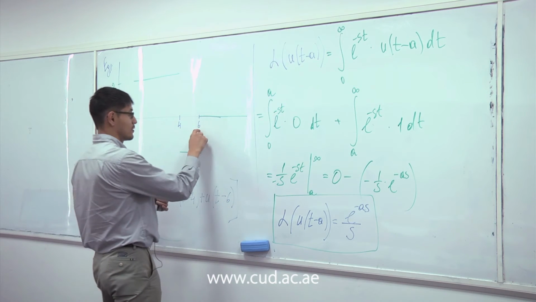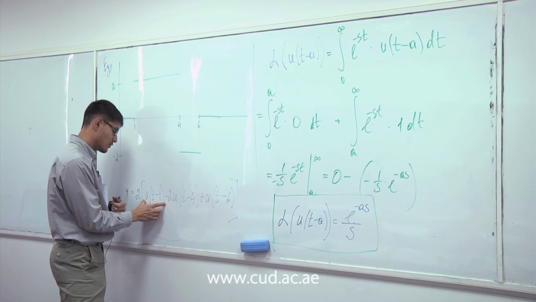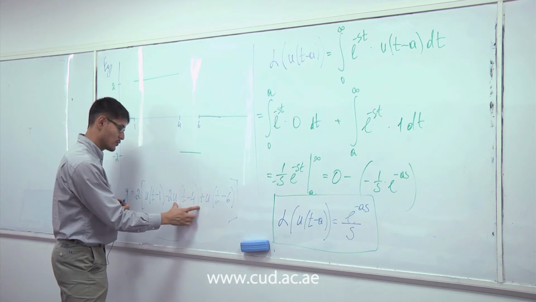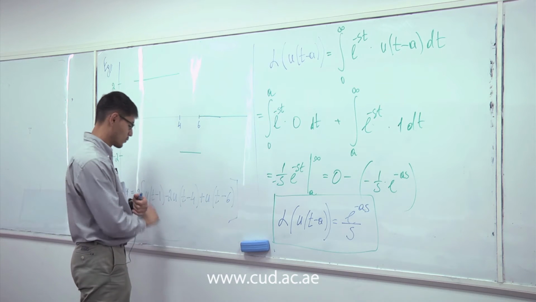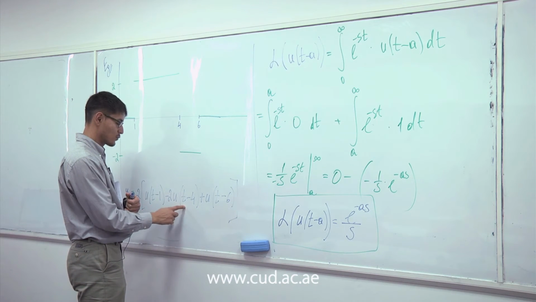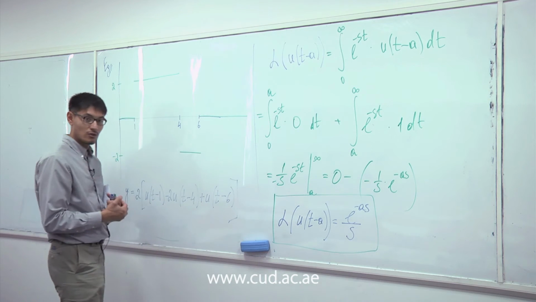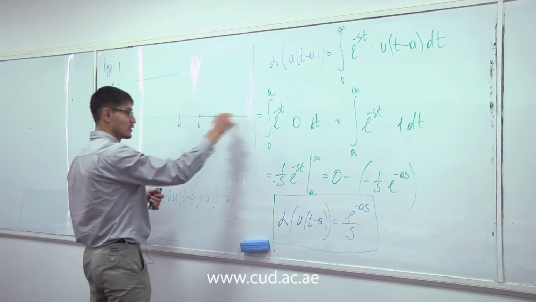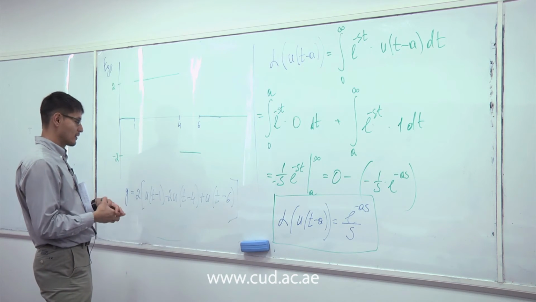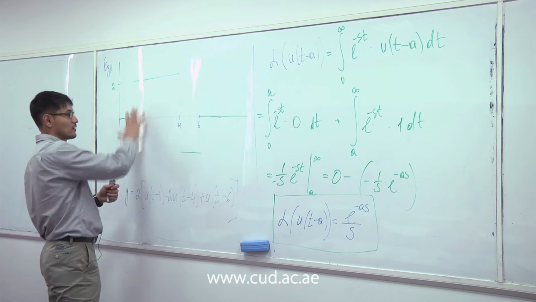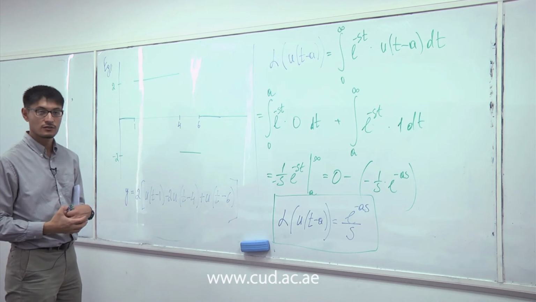Finally, on the interval from 6 to plus infinity, this u is equal to 1, this u is equal to 1, and this u is also equal to 1. So we get 1 minus 2 times 1 plus 1. So that gives you 0. 0 times 2 is 0, so you get the 0 line. So we've shown that this signal can be described by this equation.